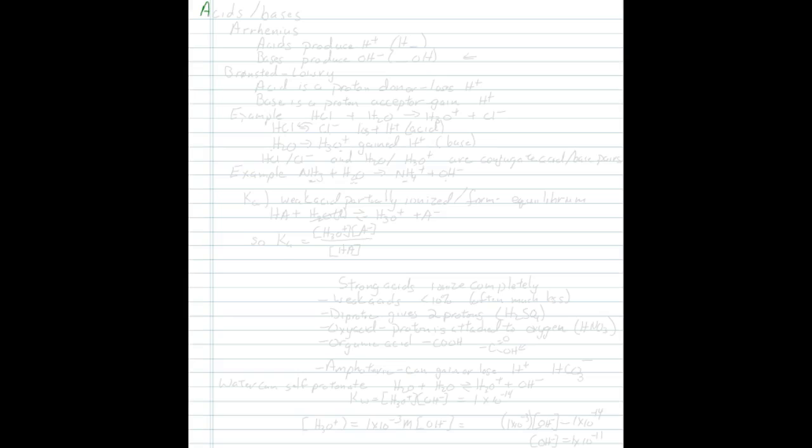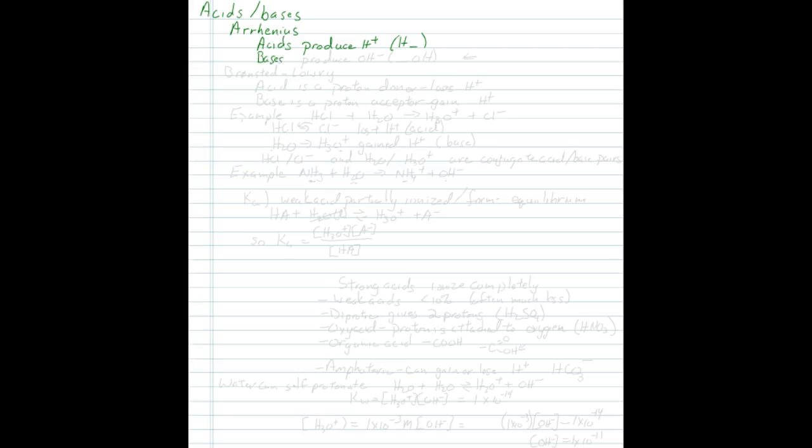This is a lesson on acid and base basics. There are many definitions of acids and bases. The first one, proposed by a guy named Arrhenius, was that acids produce hydrogen ions. In other words, things that start with an H are an acid.